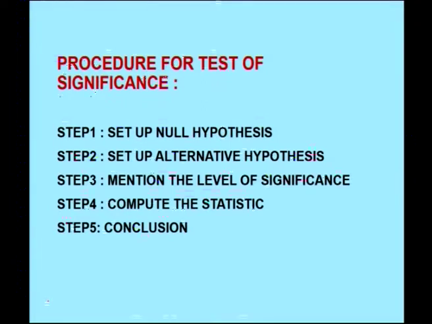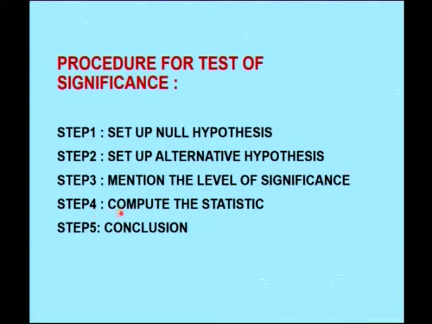First of all, set up the null hypothesis, that is step 1. Step 2, set up the alternative hypothesis, and in this case you have to mention whether the alternative hypothesis is one-tailed or two-tailed, so that the test becomes a one-tailed test or two-tailed test. Step 3, mention at what percentage level of confidence you will make the inference of the test. So, mention the level of significance.